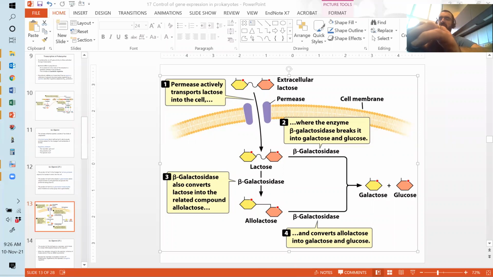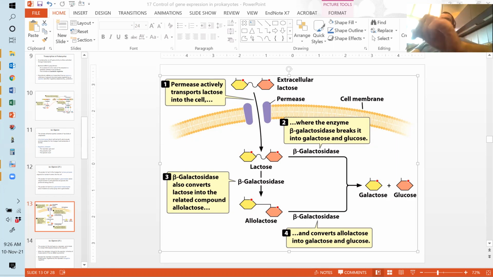So first question, and this is arguably the most important one, is lactose present? Because if it's not, there's no point expressing the lac operon because there's nothing for it to metabolize, right? So that's the big on-off deal. Lactose present, on. No lactose, off.